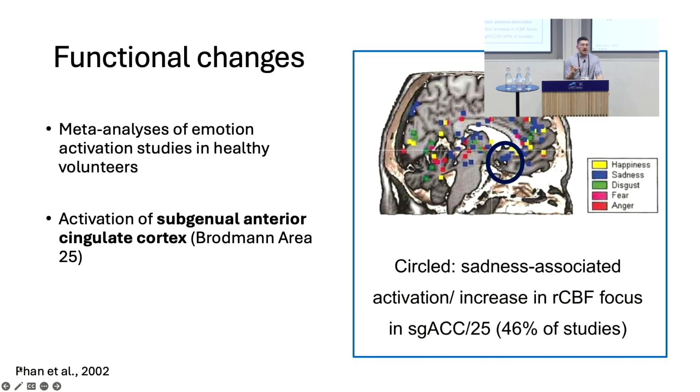Just touching on meta-analysis of emotion activation studies to start with. So these are studies in healthy volunteers which give us insight into the brain regions associated with the induction of certain emotions. And I guess particularly relevant here is non-pathological sad emotion. This paper is old.